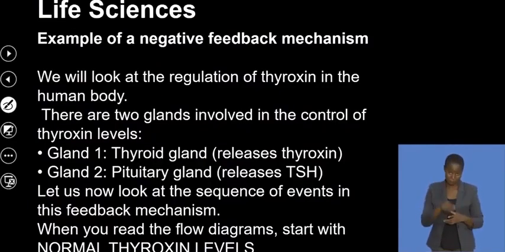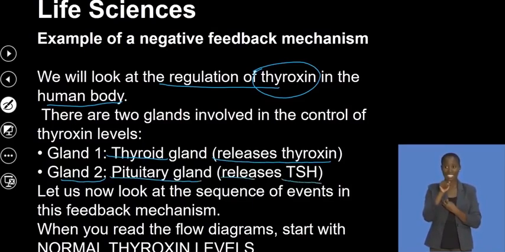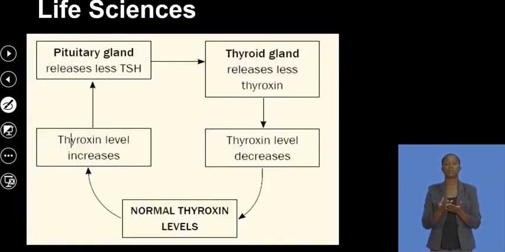Okay, so other examples of negative feedback mechanisms would be the regulation of thyroxine. Thyroxine is a hormone produced by the thyroid gland. So there are two glands that are responsible for thyroxine and maintaining metabolism. The thyroid gland releases thyroxine, but it needs a stimulus, and that comes from gland 2, which is the pituitary gland. The pituitary gland produces a hormone called TSH, which stands for thyroid stimulating hormone. This hormone stimulates the thyroid gland to produce more thyroxine. Now, let's look at this in an illustration on the next slide.